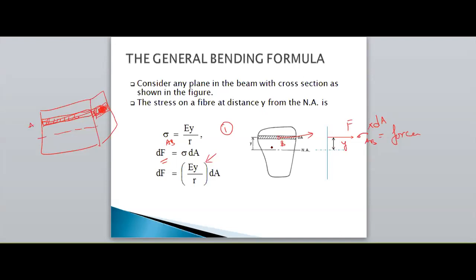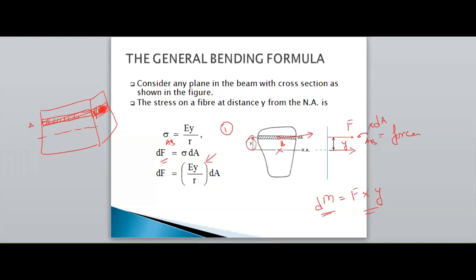Now, I need the moments about the neutral axis. So the moment is nothing but force into perpendicular distance. Those are the moments applied about the neutral axis. Therefore, force I know now, I need to multiply the distance. This layer is at a distance of y. Therefore, the bending moment on this layer due to this force about the neutral axis is F into y. F into y is the moment.